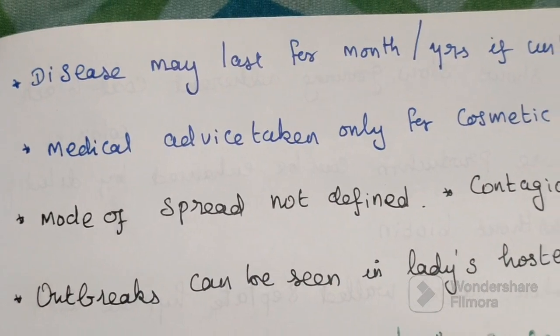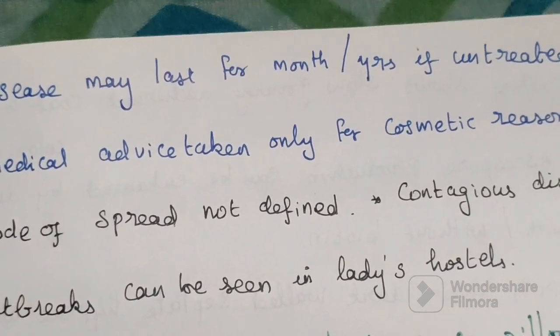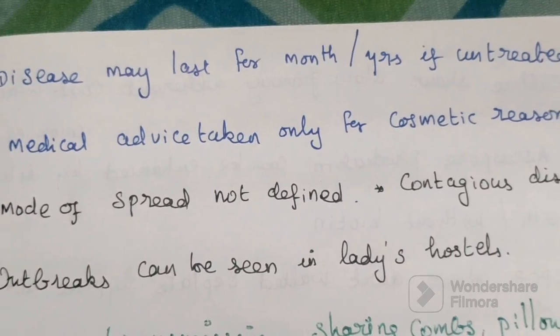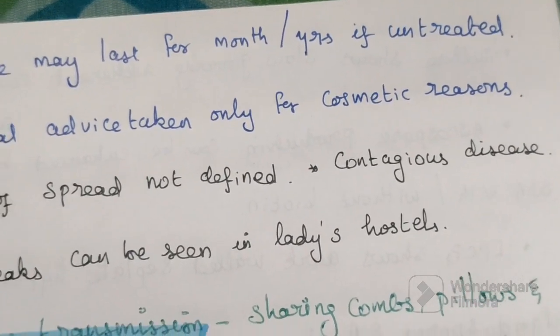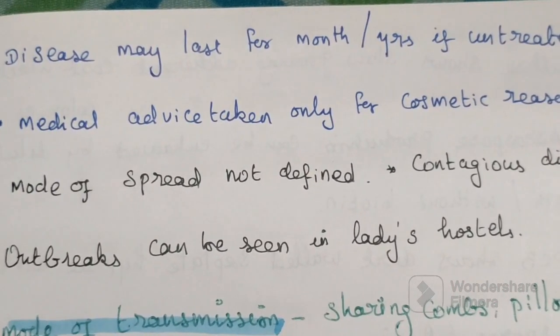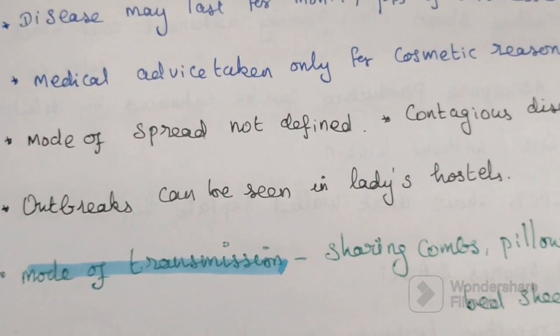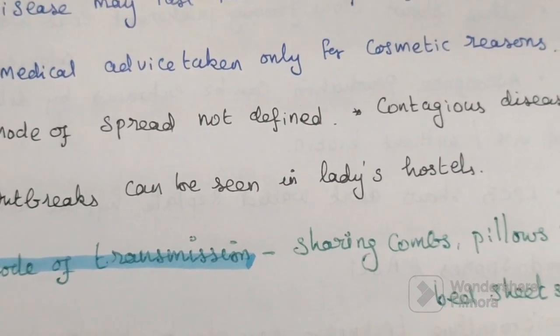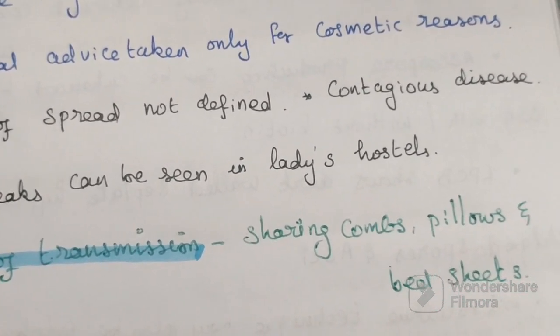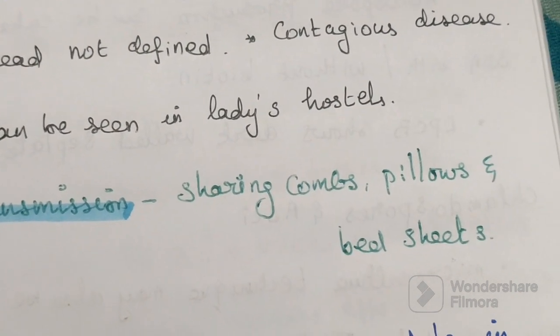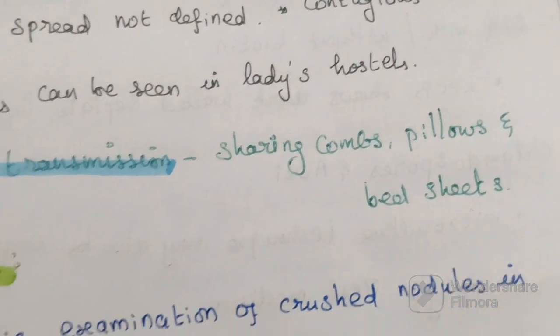Then the disease may last for months or years if untreated. Medical advice is taken only for cosmetic reasons. The mode of spread is not defined. A contagious disease outbreak can be seen in ladies' hostels. The mode of transmission is sharing combs, pillows and bedsheets.